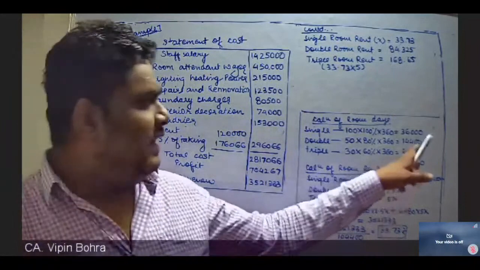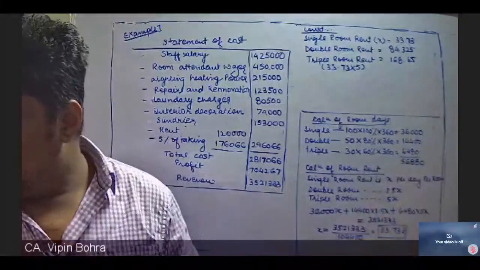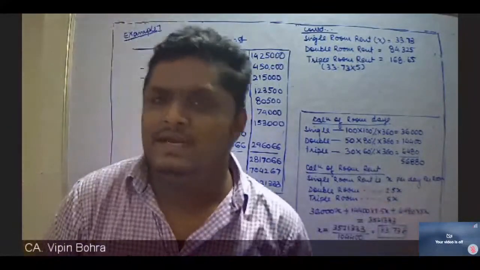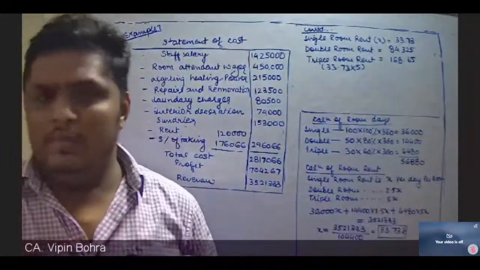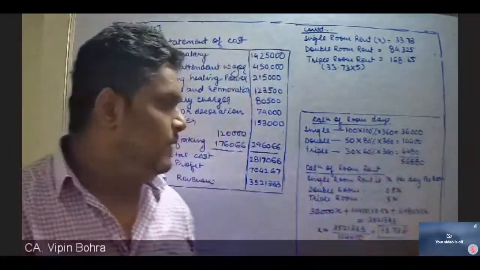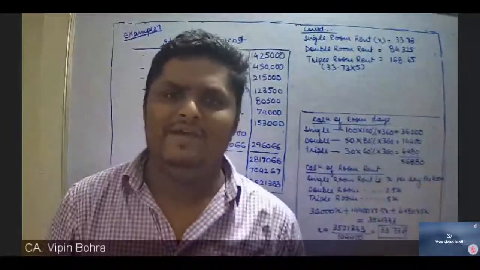I have taken 14,400 into 2.5. Rushabh, 2.5x. If the rent of the single room is x, then for double room it will be 2.5x. That is 2.5 times of the single room. So if the single room rent is x, then the double room rent will be 2.5x. Very simple, guys.